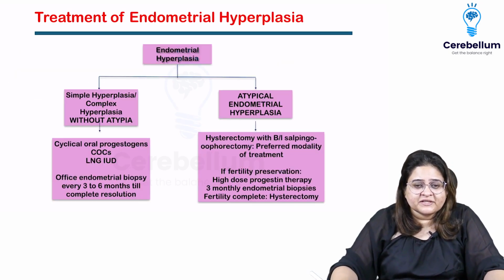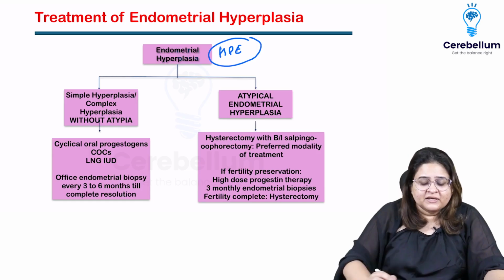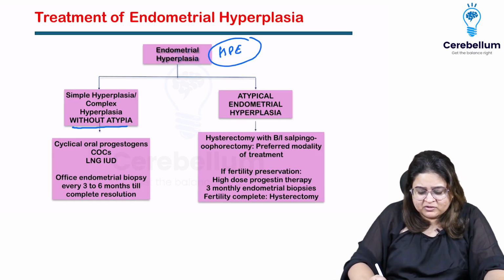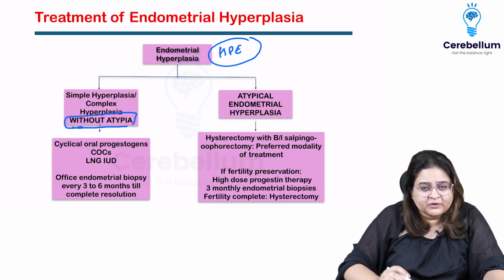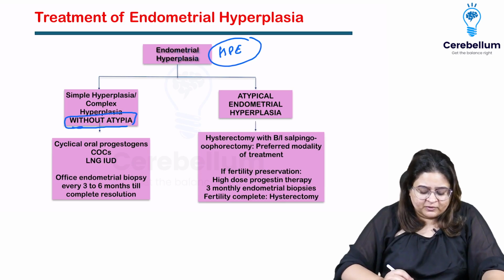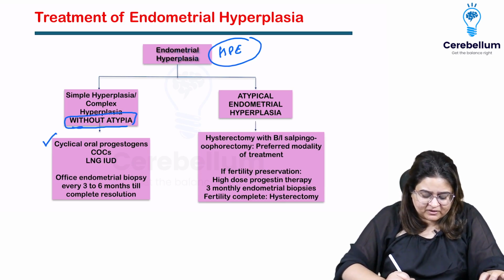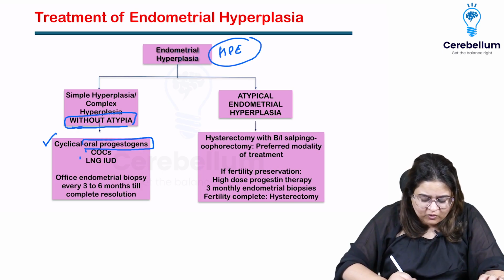And I've discussed this already. Once you've got the histopathology report of endometrial hyperplasia, see whether there is atypia or there is no atypia. If there is no atypia, you don't have to be worried now. You can put her on cyclical progesterones, or better than COCs would be just cyclical oral progesterones or Mirena.